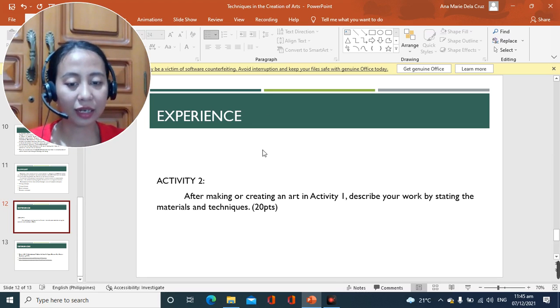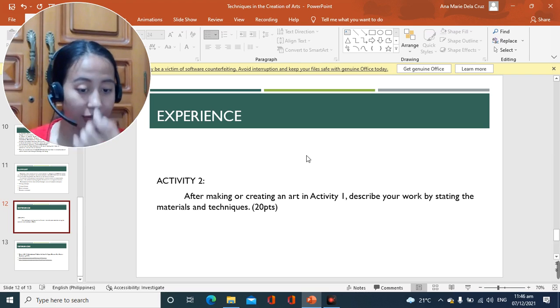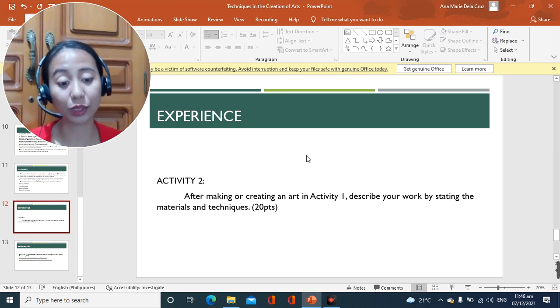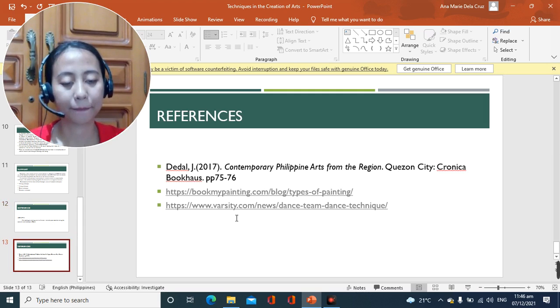For your activity today, you're going to make or create an art in activity one, right? You created this. Now, describe your work by stating the materials and techniques that you use in creating that art, right? Sabihin mo lang kung ano yung mga materials na ginamit, then the technique, okay? Make it in a paragraph. These are my references.